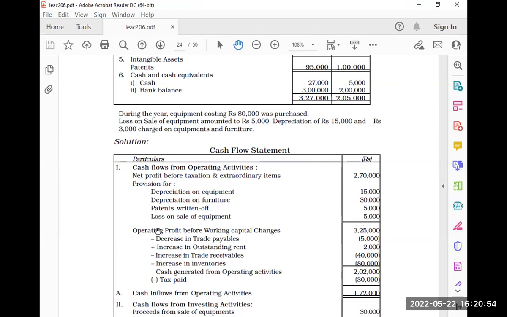So that's all. Operating profit before working capital changes. Take this 2,70,000 plus 30 plus 15 plus 5 plus 5. How much? 3,25,000?